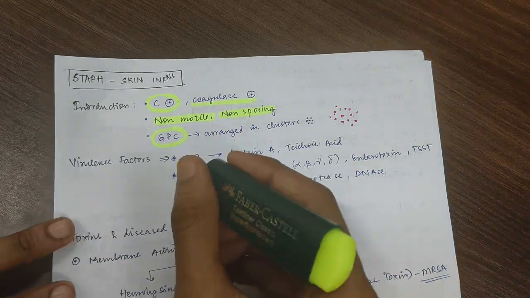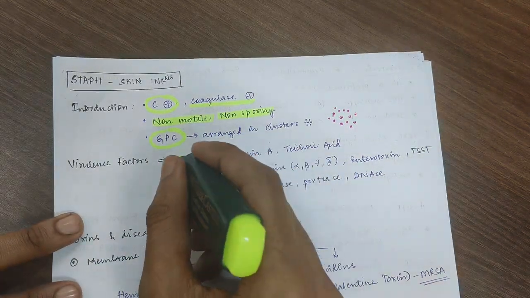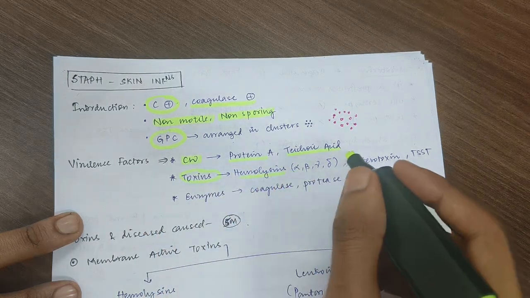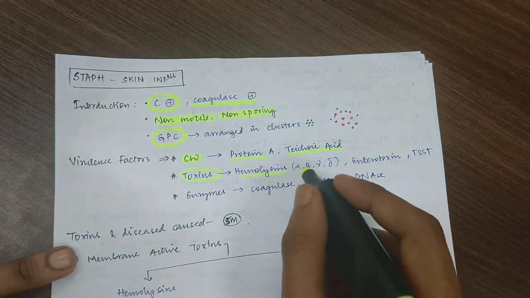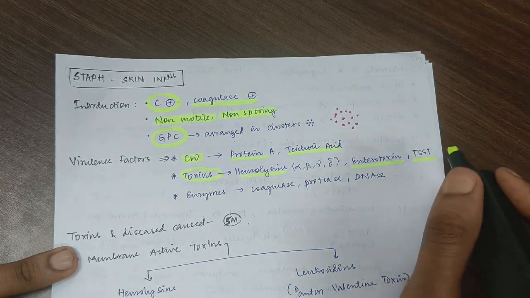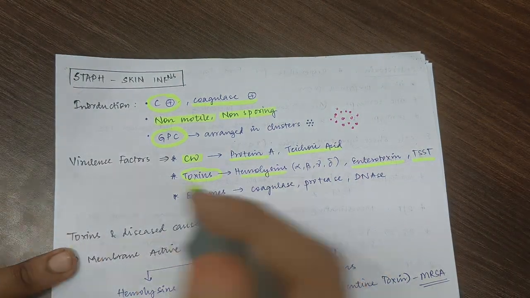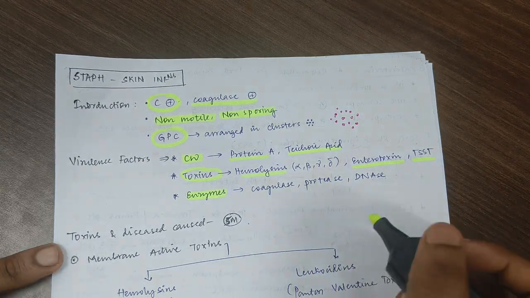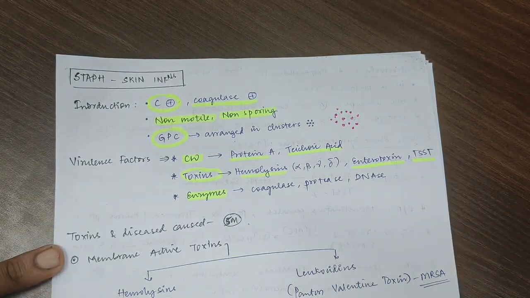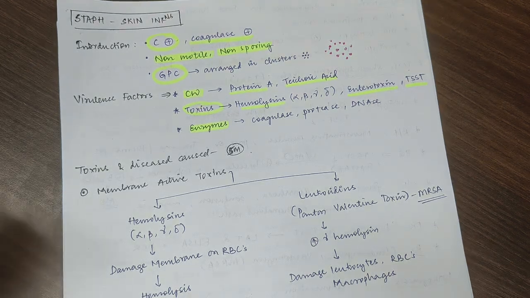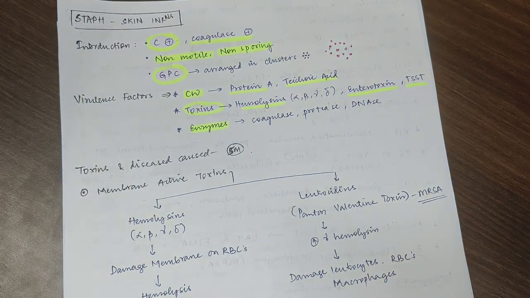Coming to the virulence factors, in the cell wall you're going to see protein A and teichoic acid. The toxins are hemolysins, which are very important, alpha, beta, gamma, delta, and enterotoxins and toxic shock syndrome toxin. Then what are the enzymes? Coagulase, protease and DNase are the enzymes. These are all the virulence factors of this particular Staphylococcus. Coming to the toxins and the diseases caused, that itself is going to be given as a 5-marker question for you people.